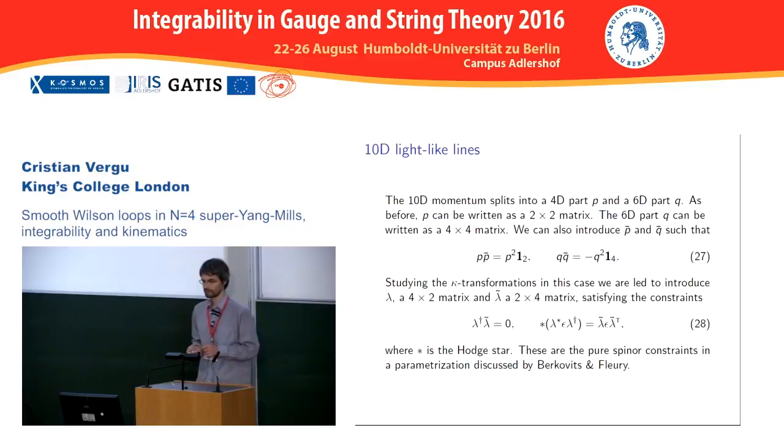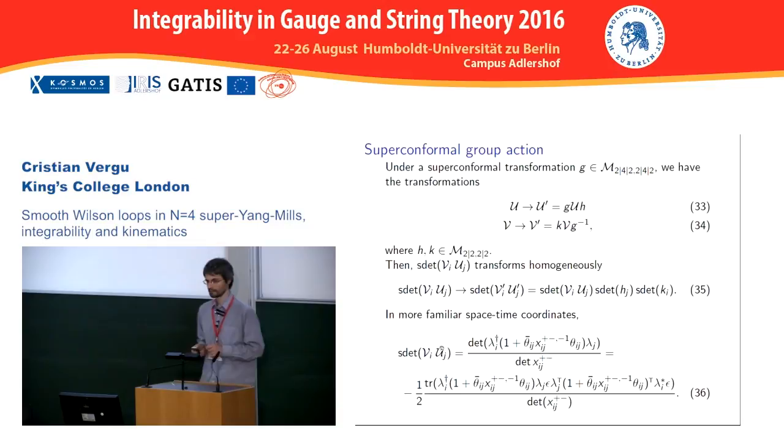So this is a superdeterminant of V times U. This is a 2|2 by 2|2 supermatrix. So I write out the formula for the superdeterminant, and it's this. And then I use an expression for the determinant of a 2x2 matrix in terms of a trace. So this is the expression you get.